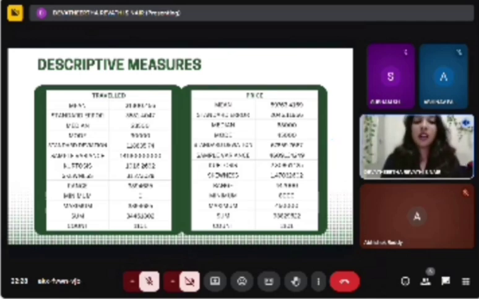Hello everyone. I'll explain the descriptive statistics I worked on for our project, focusing on travel distance and price. For this dataset, I calculated key statistical measures such as the mean, standard deviation, minimum, maximum, median, mode, skewness, kurtosis, and range for both travel distance and price. These measures helped us better understand the overall distribution and pattern in the data.